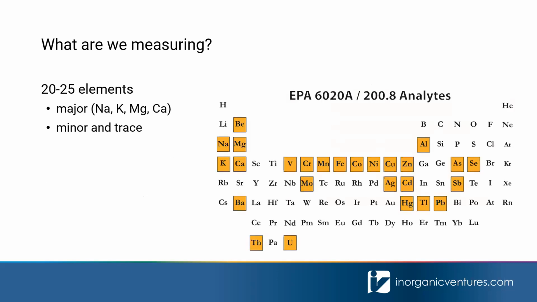So what are we measuring? Regardless of whether you're looking at the EPA methods or perhaps standard methods, it's generally going to be about 20 to 25 elements. And from my particular background, I always refer to elements such as sodium, potassium, magnesium, or calcium as the major elements. You can also throw in iron or aluminum occasionally, depending upon your sample type, as being major elements. And then everything else will be minor or trace, which just implies that their concentration in the original sample is going to be well below 1,000 parts per million generally.